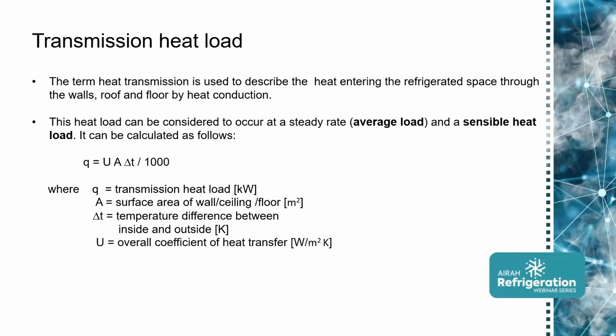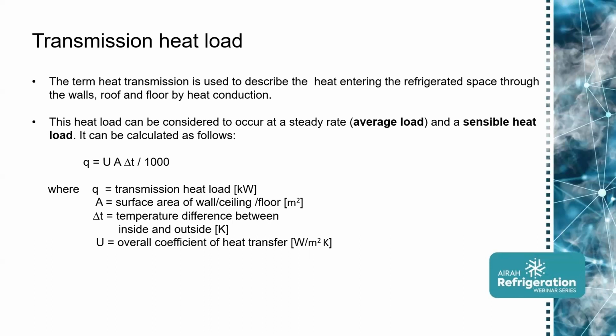Now, the second lot of heat in the room is the heat flow through the room structure, which is the ceiling, walls, and floors. And obviously, this heat is coming in by conduction. And this heat load can be considered to occur at a steady rate. And because this heat transfer involves a change in temperature, it is a sensible heat load. And the formula is again shown here. Q is equal to U by A by delta T divided by 1,000.